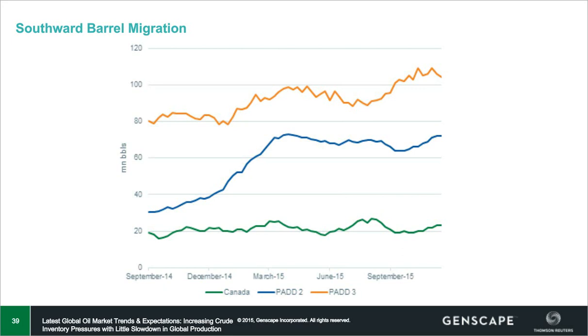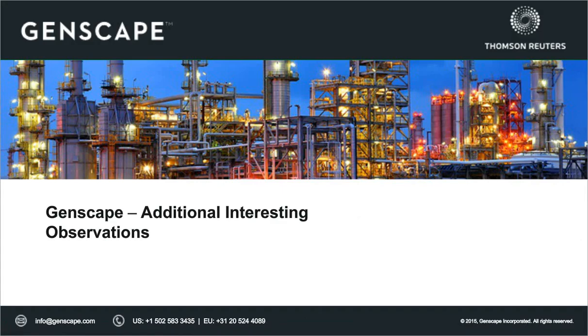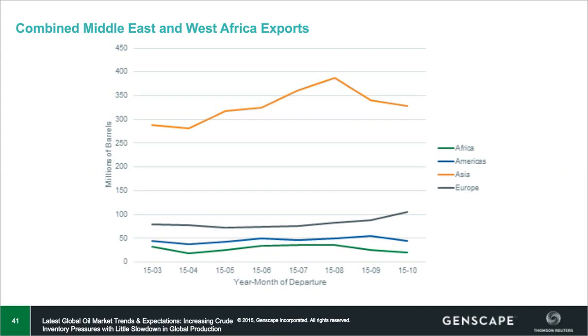A couple other just interesting things and observations I'll take outside of North America. Most of them Alex covered very, very well and in a lot more detail. We have seen a fall off in exports going from the Middle East and West Africa to Asia, and we've seen a fall off in those also coming to the U.S. and West Africa, but we have seen an increase in that going to Europe.